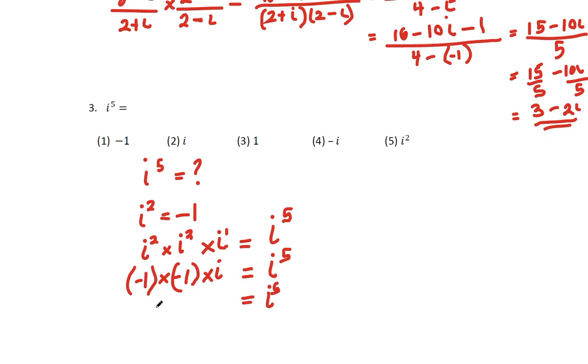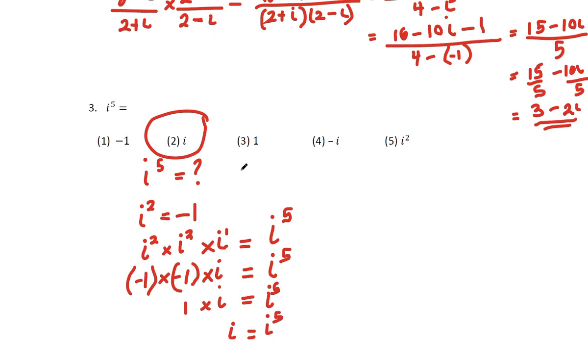So i to the 5th will be equal to negative 1 multiplied by negative 1, which is 1. Negative multiplied by negative is positive. So this will be 1 multiplied by i. So i to the 5th would simply be 1 multiplied by i, which is i. So that's the answer. i raised to the 5th power is simply i. So that's our answer right there.